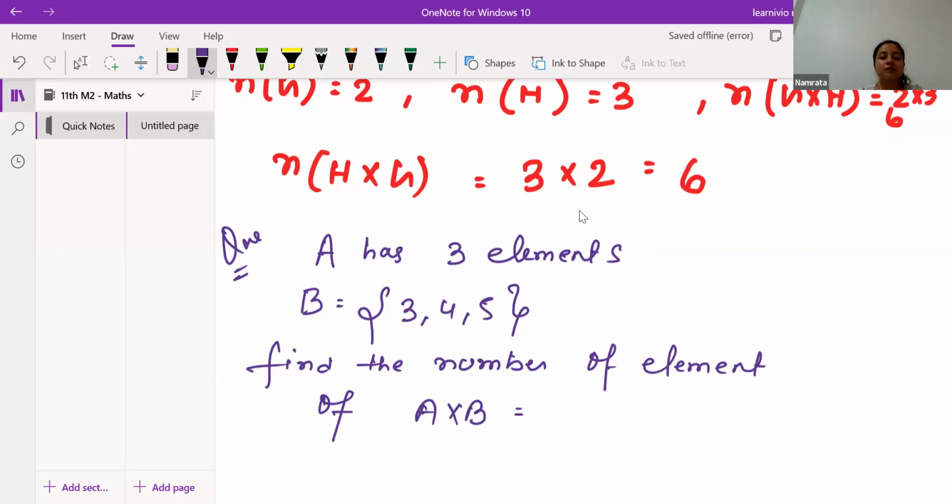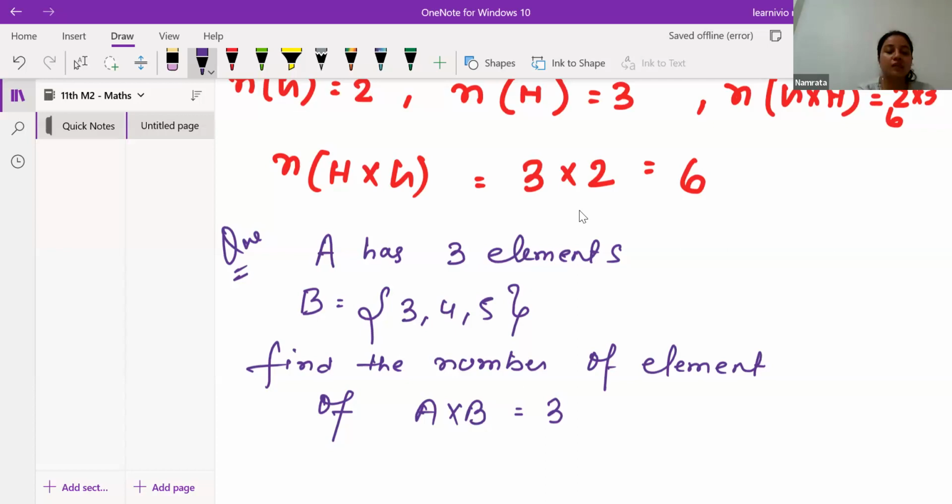Ma'am, A has any 3 elements. Yeah, any 3 elements. And B has 3 elements. 1, 3. Whenever we are finding the total number of elements, we are just doing the multiplication of both. We don't know what the numbers of A are, right? They are not required. Here it is just asking to find the total number of elements.